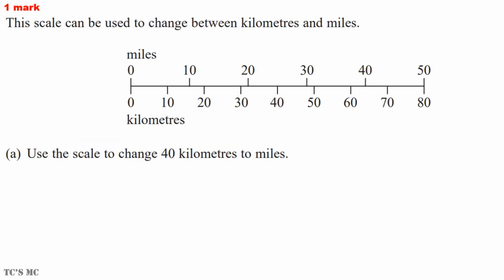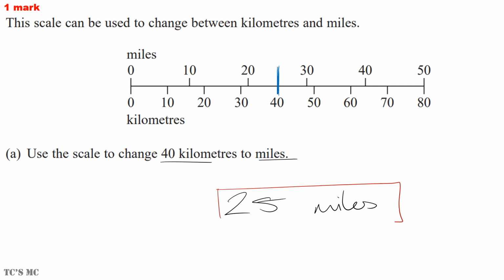This scale can be used to change between kilometers and miles. Use the scale to change 40 kilometers to miles. We need to go to 40 kilometers on the scale, draw a line, and we can see that 40 kilometers is equal to 25 miles. And that is all we need to write for the 1 mark.